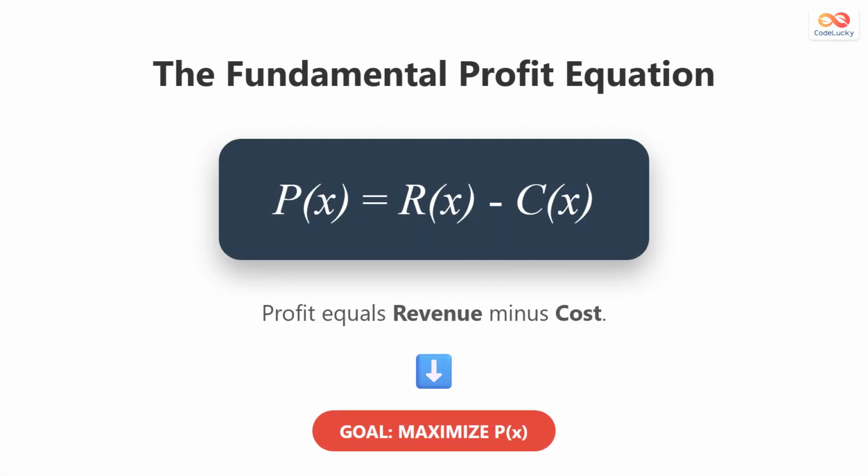Here is the most important equation you will need. Profit equals revenue minus cost. Mathematically, we write this as P of x equals R of x minus C of x. Our primary goal in this lesson is to find the value of x that makes P of x as large as possible.